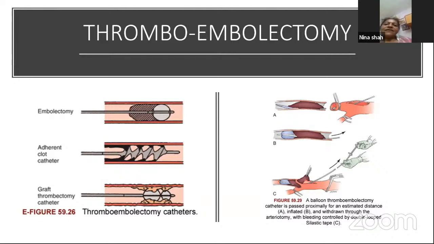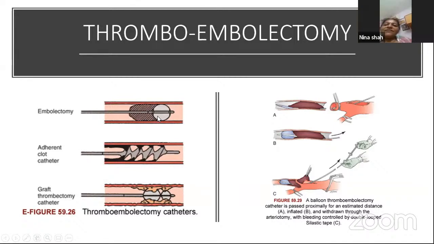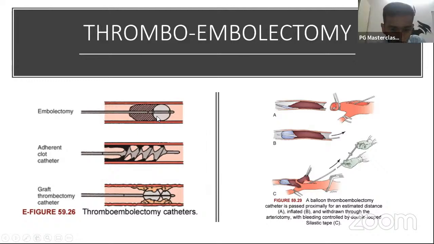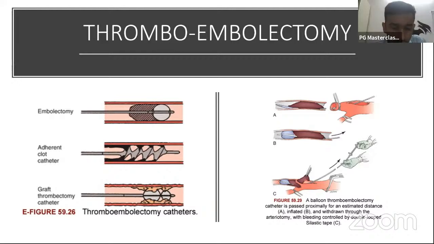Ma'am, intima, as it said, damage to the intima will happen irrespective. Even with Fogarty, intimal damage is common. Intimal damage is always there. But that is why, with that spiral catheter, there is always more injury to the intima. Yes, right, ma'am. More damage definitely to the intima.